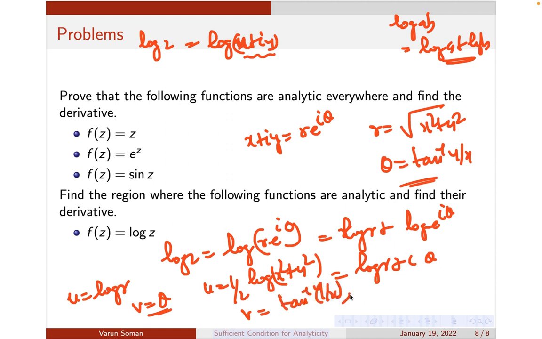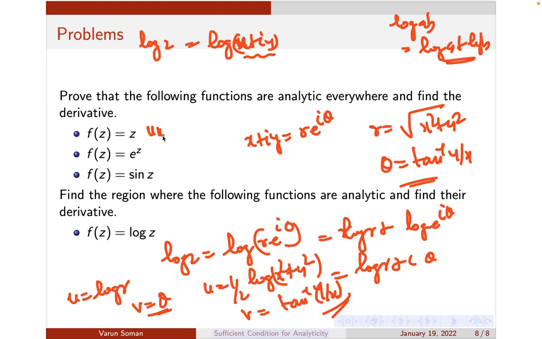Okay, and you can see that this function is not defined at x is equal to 0, so log z will not be differentiable at z is equal to 0, because the function is not defined there. Now if you want, you can check ux and uy, vx and vy. Since except at x is equal to 0 every point is basically simple functions only, you can easily find out ux. So what is ux?